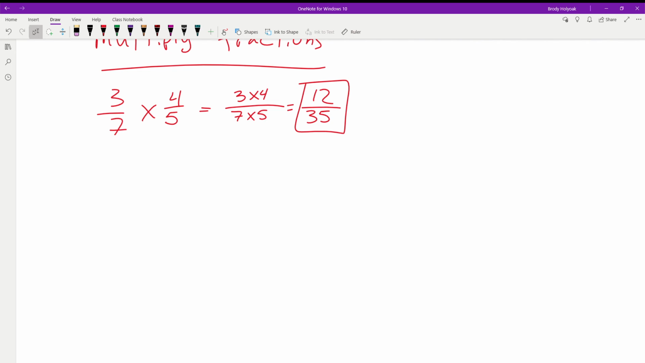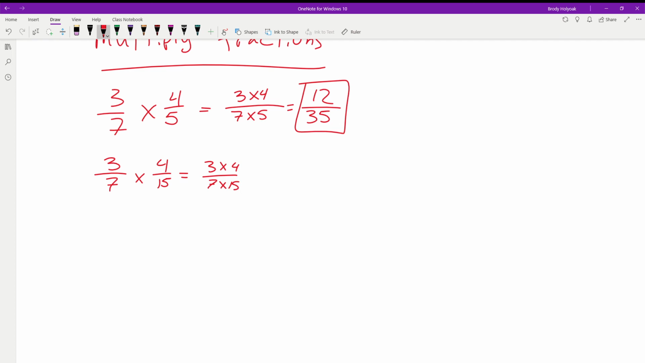And you can rearrange these too as needed. You can split these numbers up a little bit and change it. So let's look at a different one. Let's say we had 3/7 multiplied by 4/15. We do the same thing. We've got 3 times 4 on top, and 7 times 15 on the bottom.